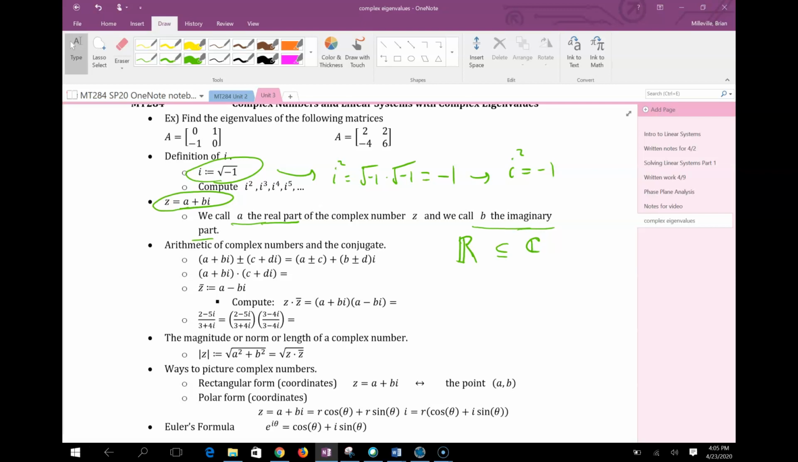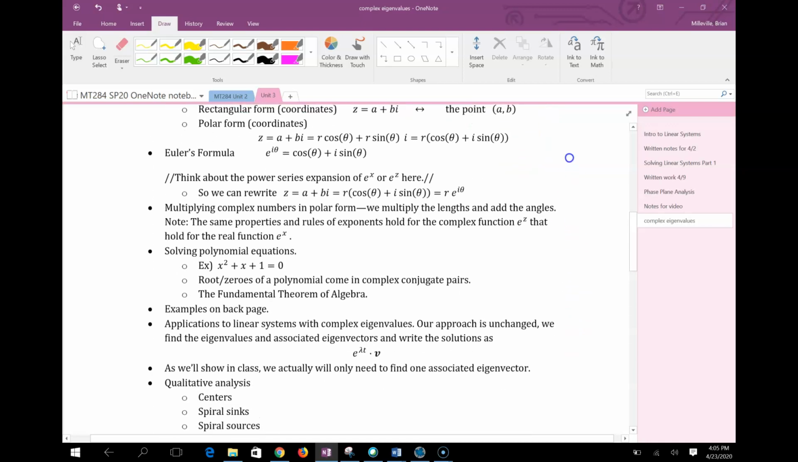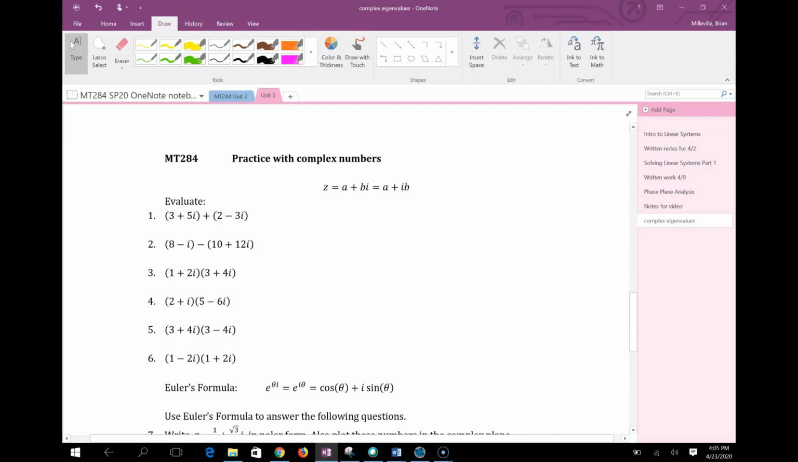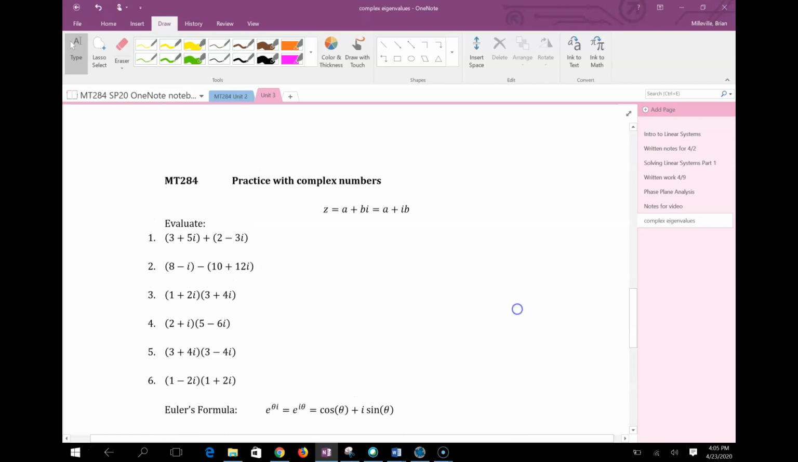Let's do a few examples from the back of this. And I'll go over to my written notes to work a couple out. Maybe we'll do a couple right here actually if we have room. And then in the next video, we'll do some practice with the polar form of complex numbers.